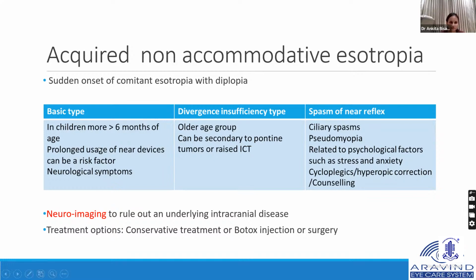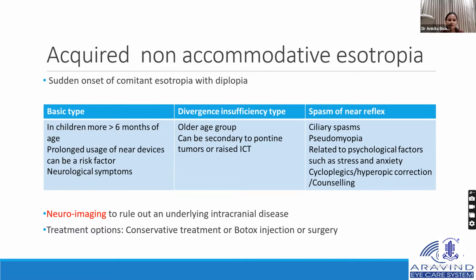The commonly encountered type under this subheading would be the basic type, which usually occurs in children more than 6 months of age. The risk factor could be prolonged usage of near devices, and if present with neurological symptoms, they have to be neuroimaged. The divergence insufficiency type usually presents in an older age group, and this can be secondary to pontine tumors or raised ICT. A spasm of near reflex, which is nothing but ciliary spasm, usually presents with pseudomyopia, can also present with esotropia, and is related to psychological factors such as stress and anxiety. It is usually treated with cycloplegics, hyperopic corrections, and counseling.